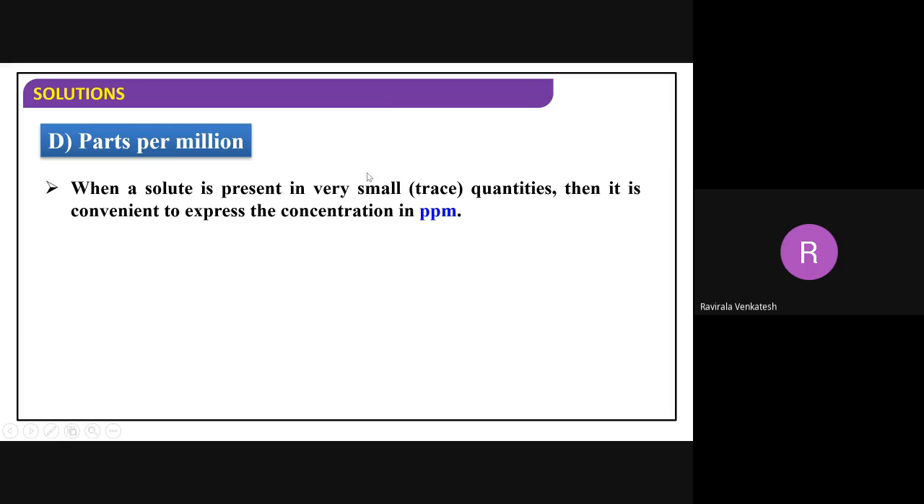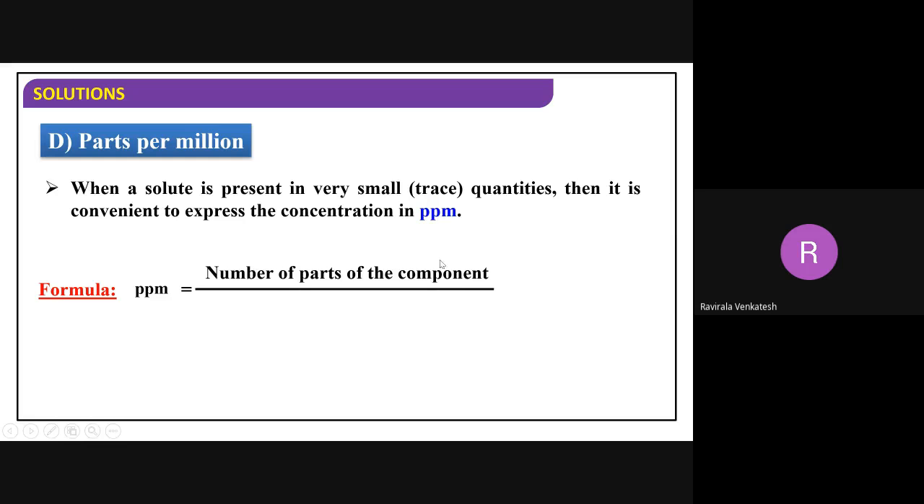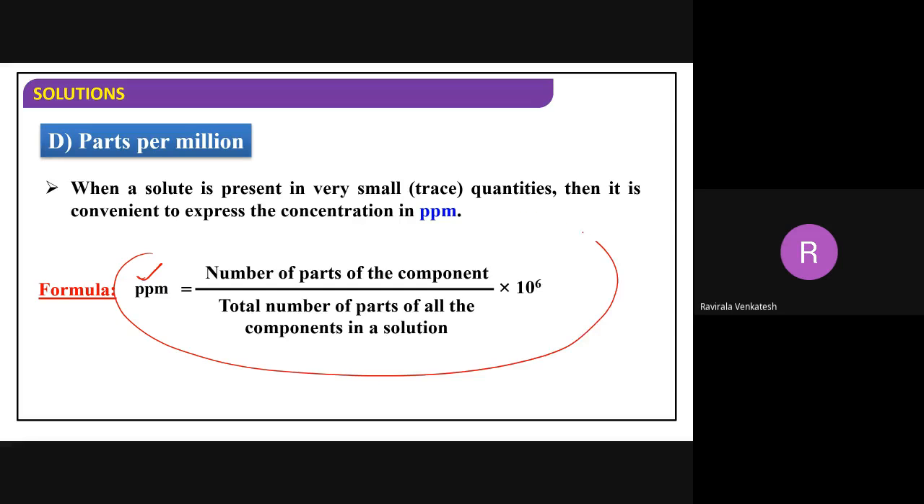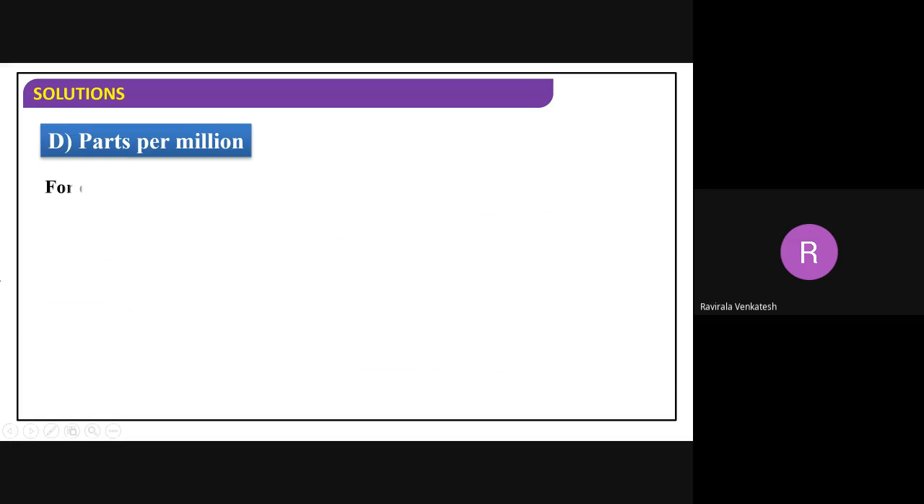In that, how much part is solute? The formula will be number of parts of the solute divided by total number of parts of the solution into 10 to the power of 6. This is the formula we are using for calculating the ppm. Remember this formula, all of you, right?